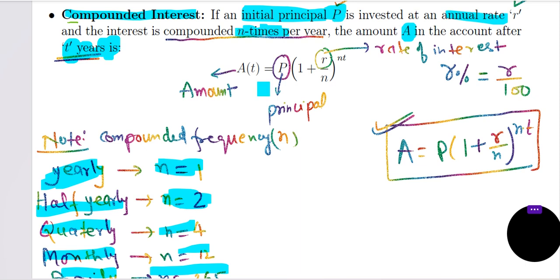Initially it was P, the amount, but after some time it will increase because you are adding interest, r%, that is r over 100 interest rate. Then after the time t, the amount A will increase. How much will be the amount after time t years? That is A, for which the formula is P into 1 plus r over n, to the power nt. So we use this rule.